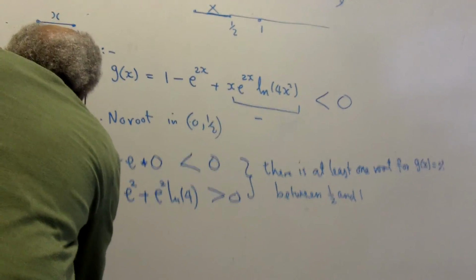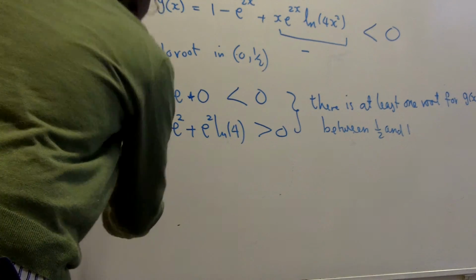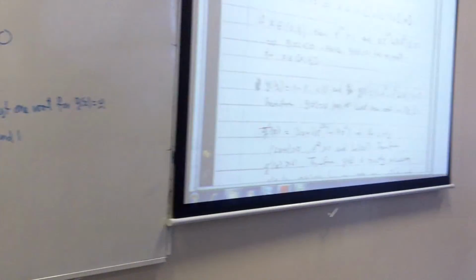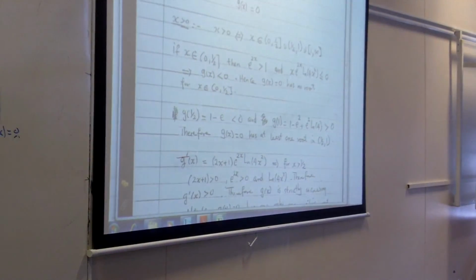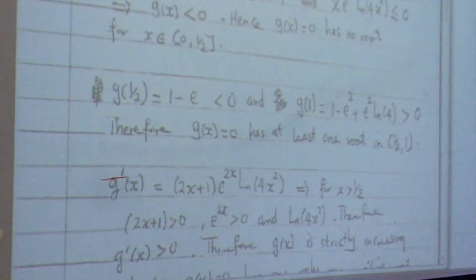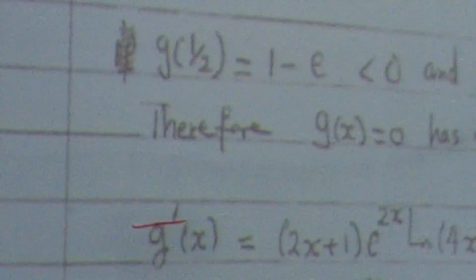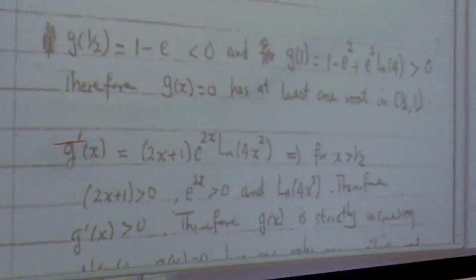I'm going to look now at g dash of x. And g dash of x, I'm just going to copy it from there. I'm not going to spend time doing calculations because that's going to waste our time. Now g dash of x, as you can see, there it is. This is 2x plus 1 into e to the 2x ln.